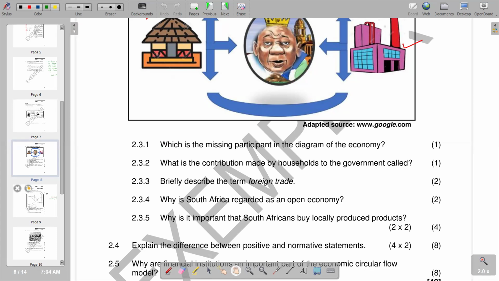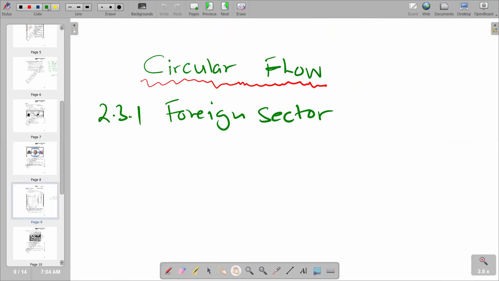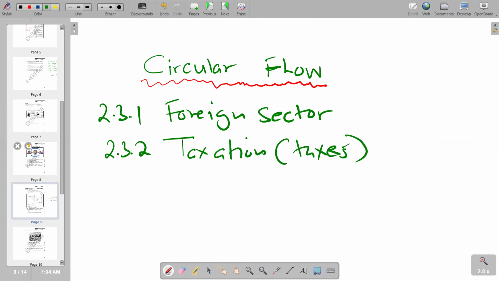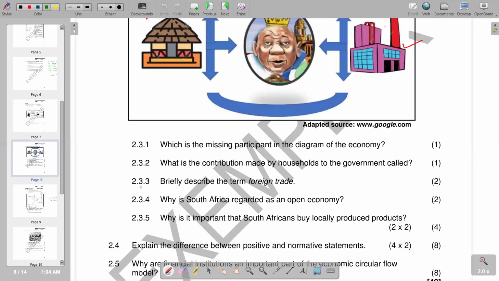So for 2.3.2, we are saying households, we are saying taxes, taxation. They contribute in the form of taxes. So this is what we want to say for the second part of the question.